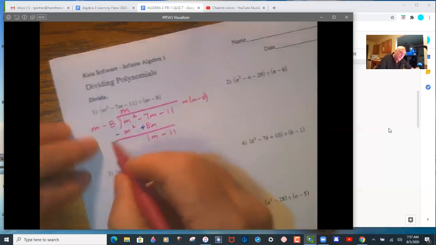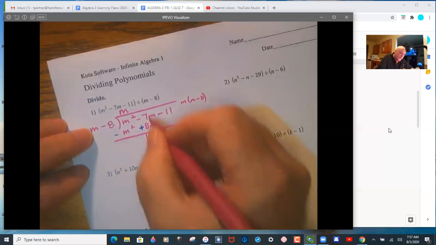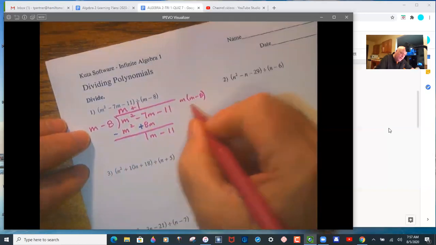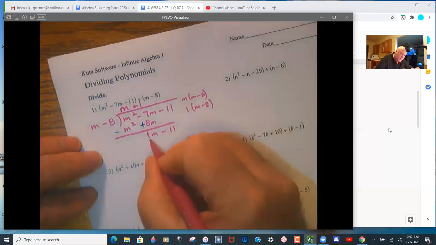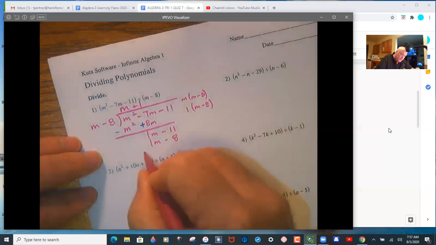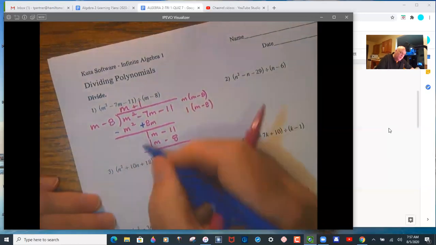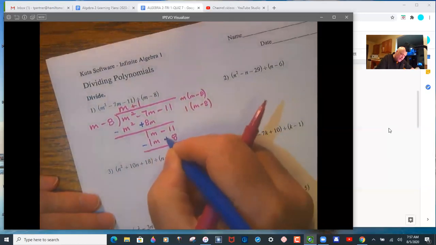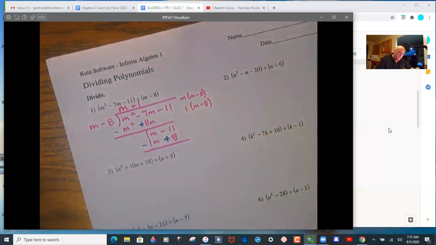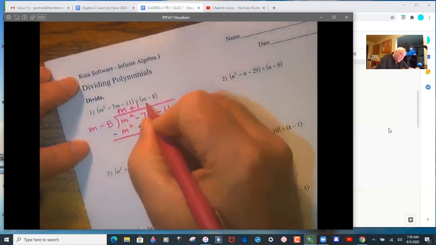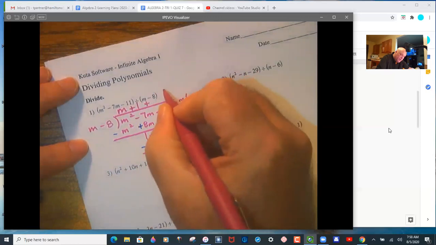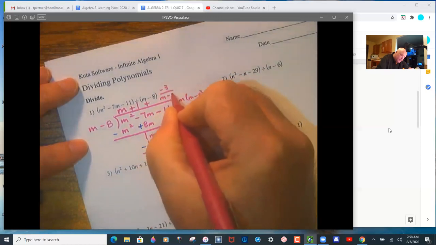And then we're going to bring down. So m times what is 1m? That's just 1. And then over here, we're going to do this product again. So 1 times m minus 8, and we're going to write that down underneath this. And we're going to draw the line, change the sign, and add. Now what's really cool is when you get 0 for a remainder, but we get negative 3 for a remainder. So we write that like this, plus negative 3 over m minus 8.